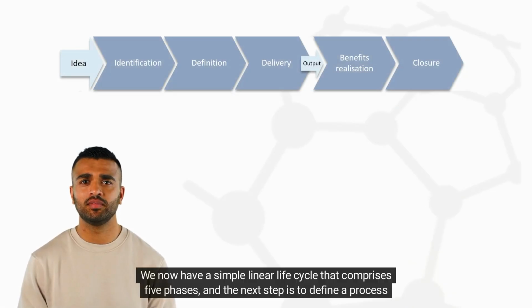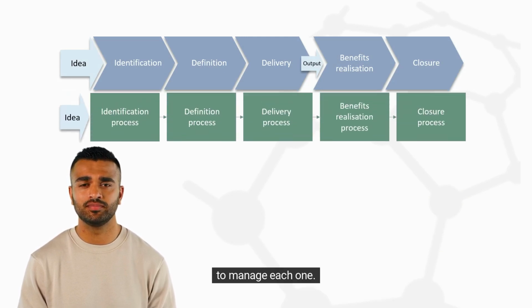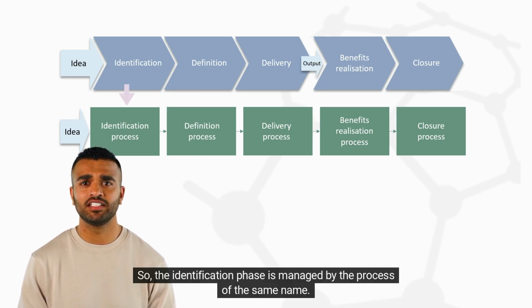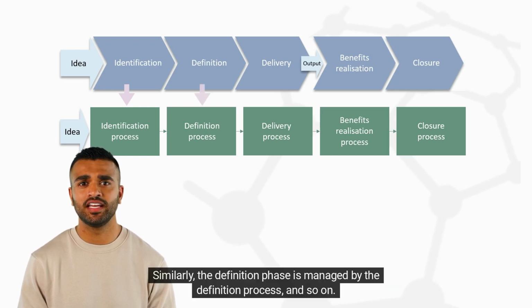We now have a simple linear life cycle that comprises 5 phases, and the next step is to define a process to manage each one. For simplicity, in Praxis, we give each process the same name as the corresponding phase. So the identification phase is managed by the process of the same name. Similarly, the definition phase is managed by the definition process, and so on.